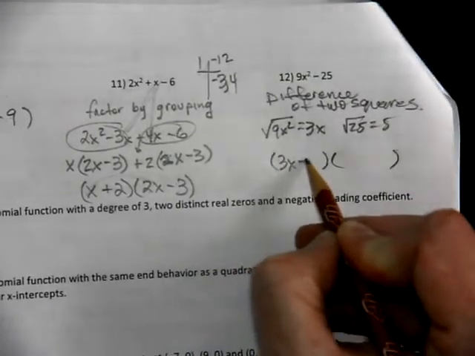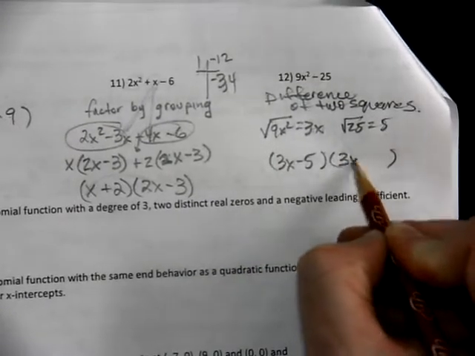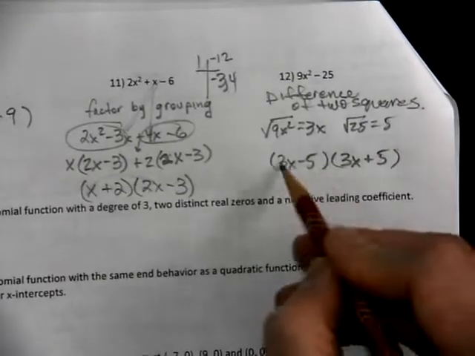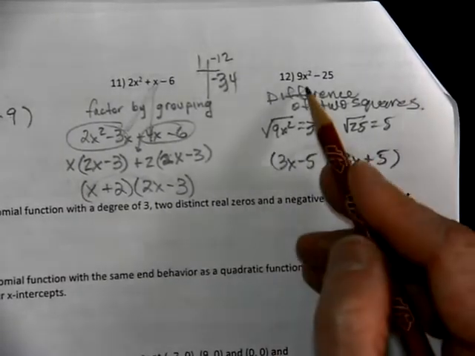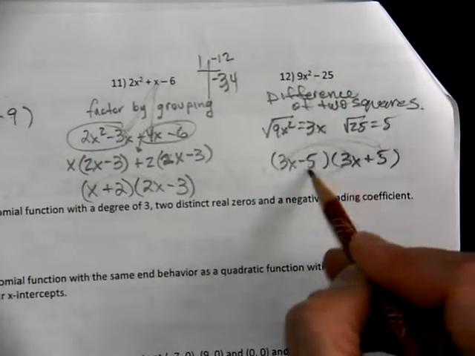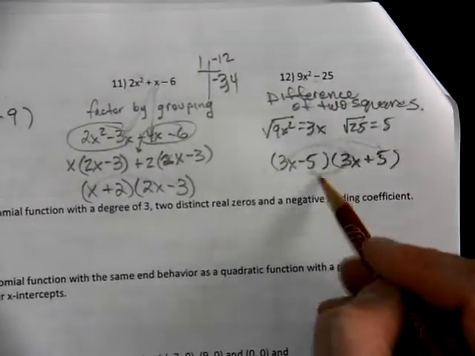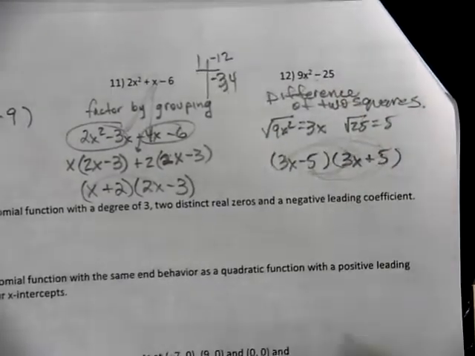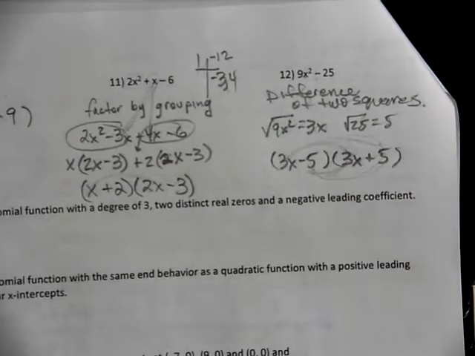It's just 3x minus 5 and 3x plus 5. Together they would multiply together to make 9x squared. A positive 15 and a negative 15 make 0 in the middle, and then negative 25 at the end.